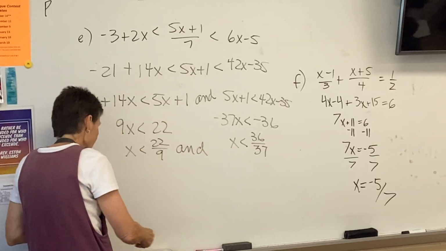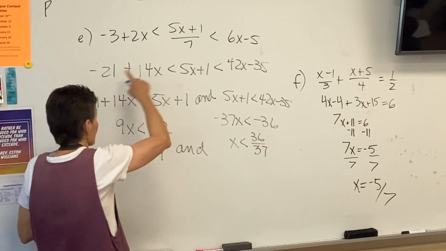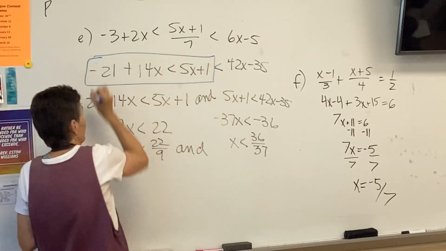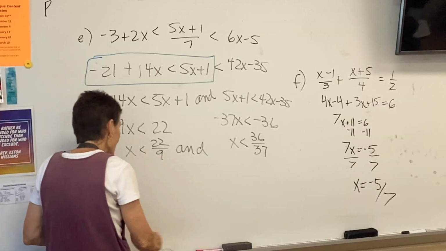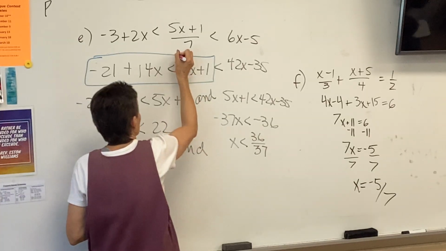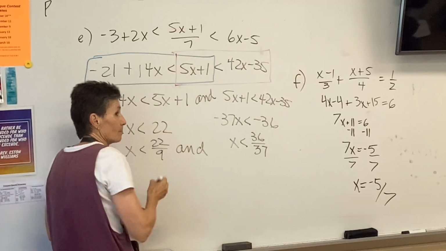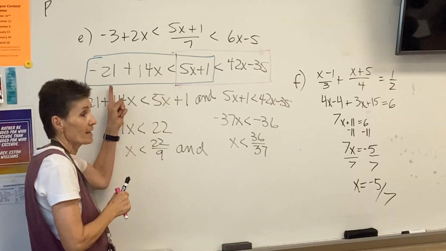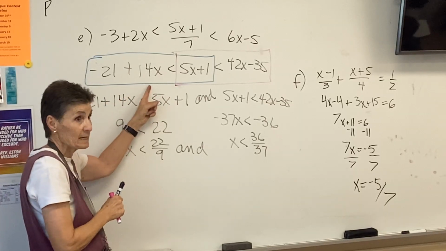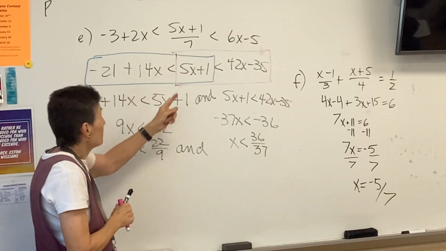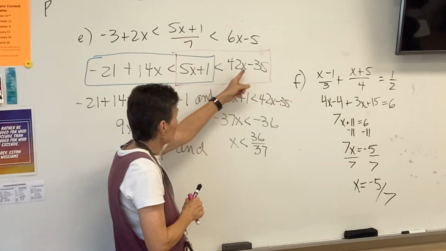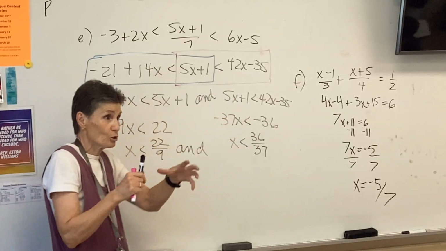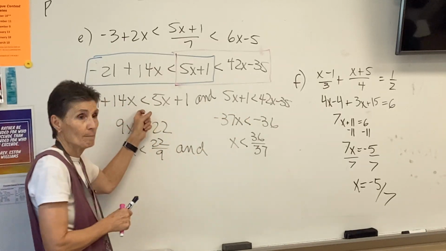So I have to recognize that this thing really says two things. It says this, and it says this. In other words, 5x plus 1 has to be bigger than negative 21x plus 14 plus 14x. But 5x plus 1 also has to be less than this. So I split it up into those two statements. Does that step make sense to you?